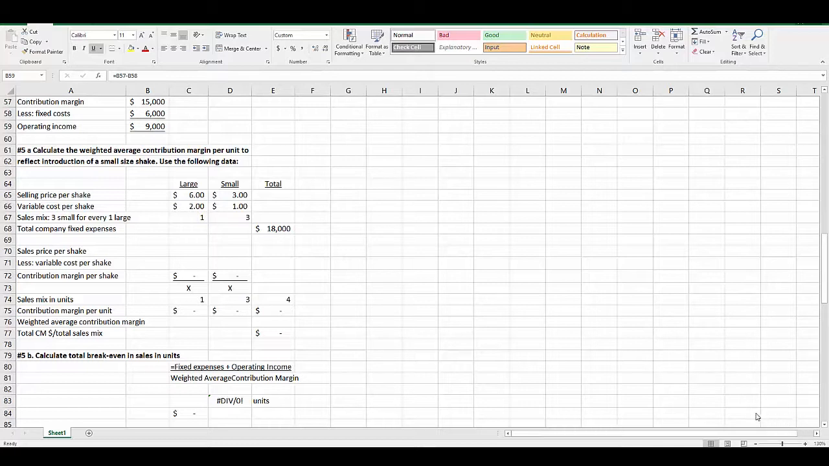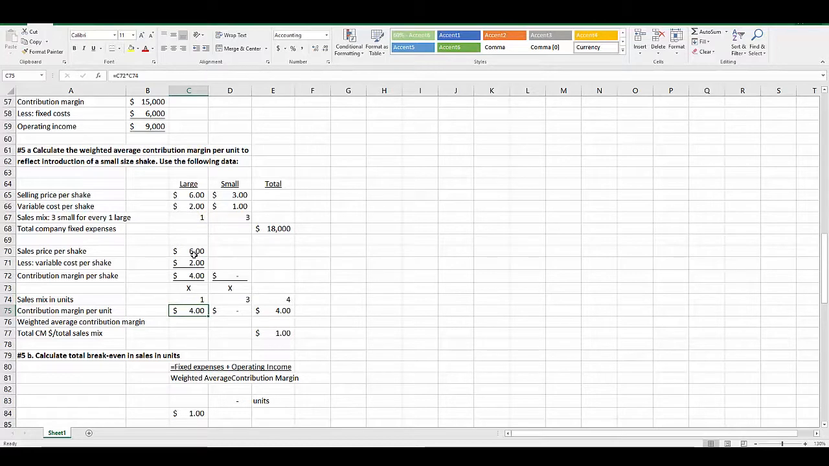So we'll start off by entering in the information that we are given here. So we are told that the price of the large shake is $6, and the variable cost is $2. And we know in terms of our mix, we sell 1 large shake for every 3 small shakes. So the contribution margin per unit is 4.